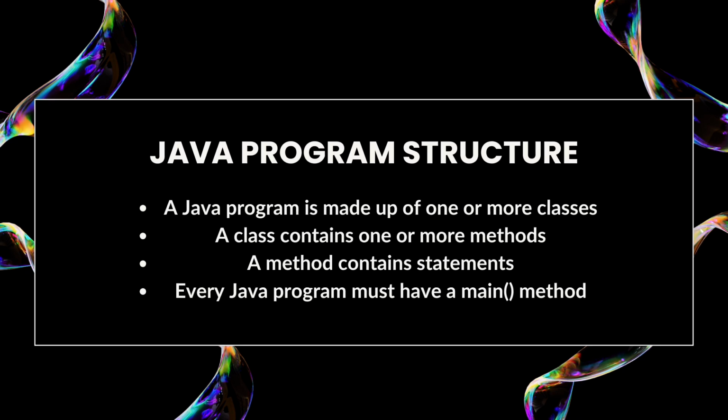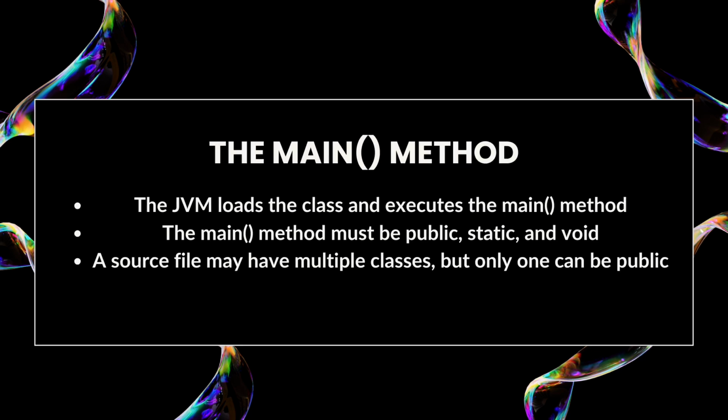Every Java program is composed of one or more classes. Each class contains one or more methods, and each method contains statements. All Java applications must have a main method, which serves as the starting point of the program. When you run a Java program, the JVM loads the class and executes its main method. This method must always be declared as public, static, and void. A single file can contain multiple classes, but only one class can be declared as public.